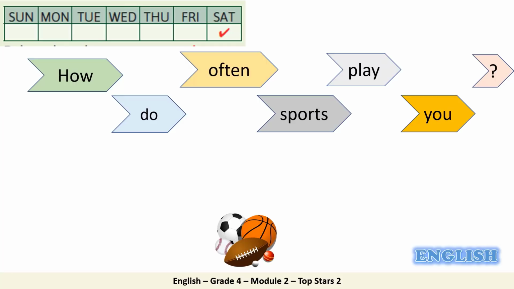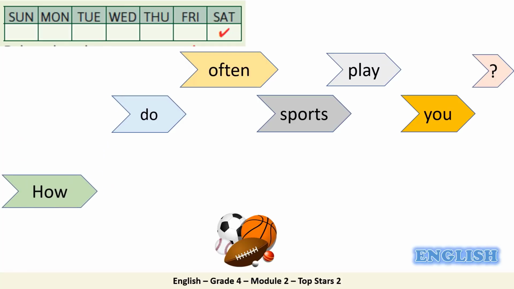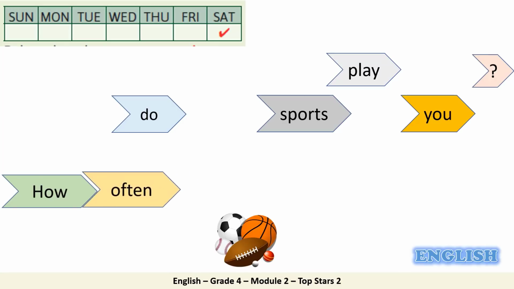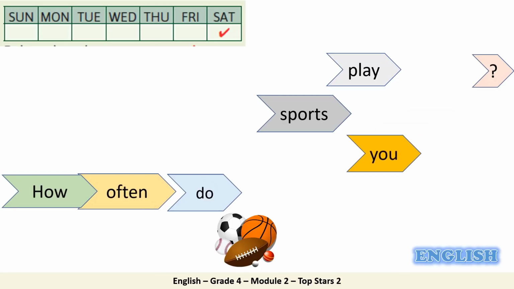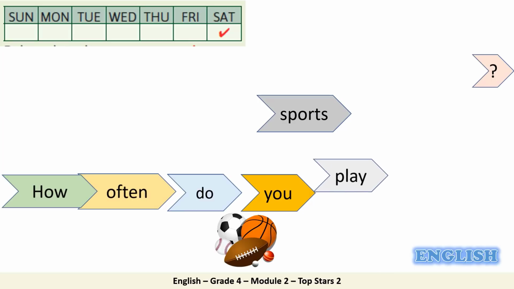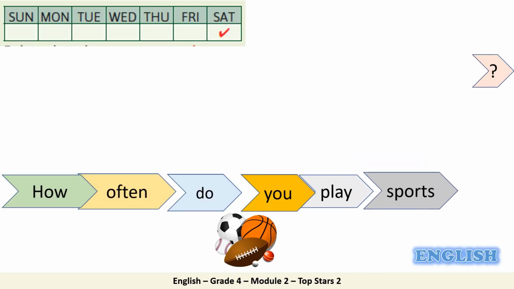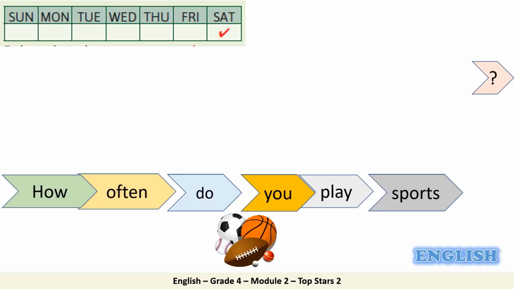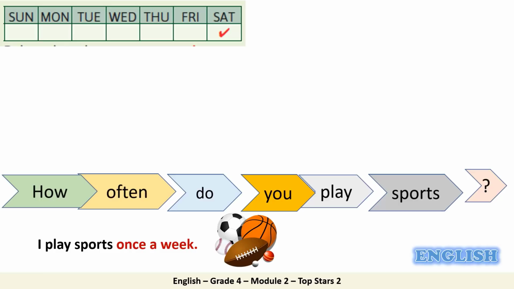The question will start with how, followed by often, do, you, play, sports, and we put a question mark at the end. Very good. Now pay attention to the chart. We have one tick on Saturday. So the answer will be: I play sports once a week. Good job.